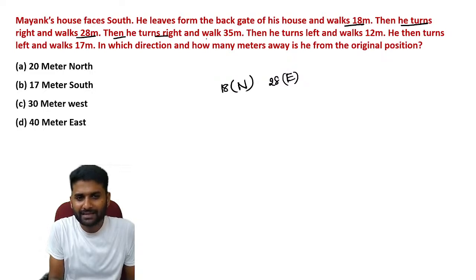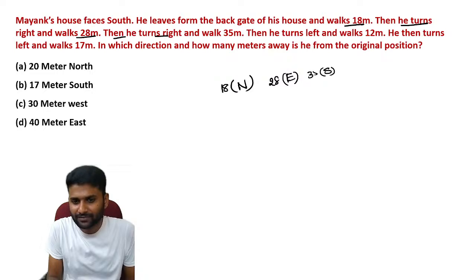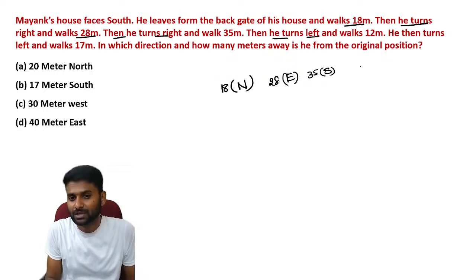Right side of north means east and covered 28 meters. Then again he turns right side. Right side of east is south and covered 35 meters. And he turns left side. Left side of south is east again, and covered 12 meters.